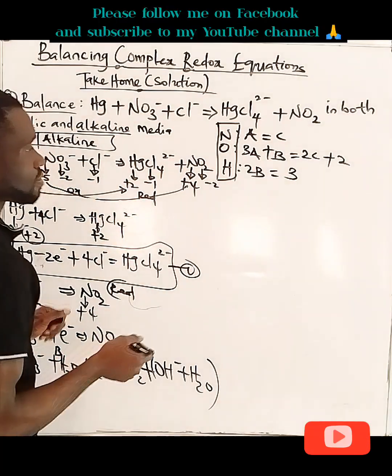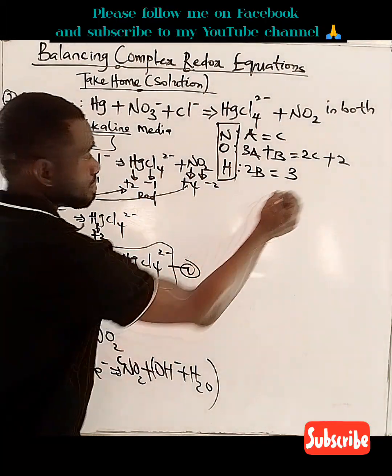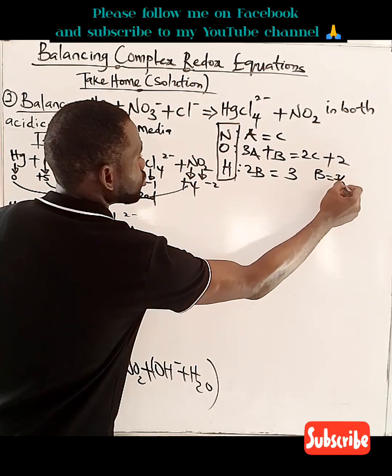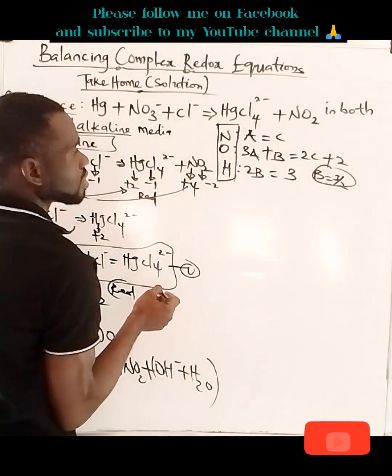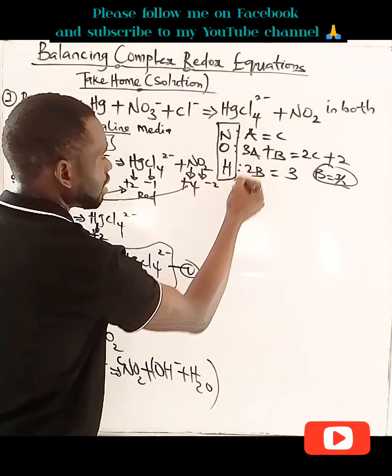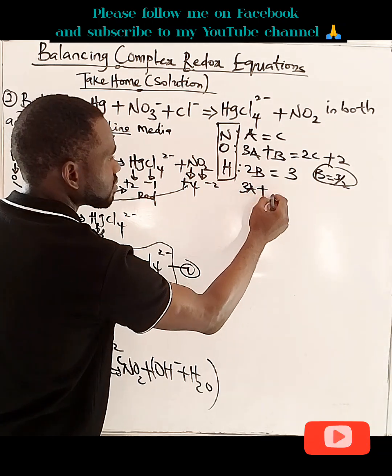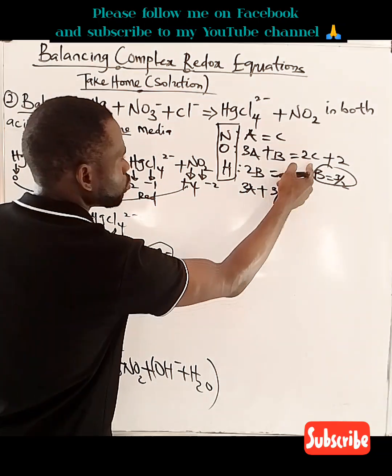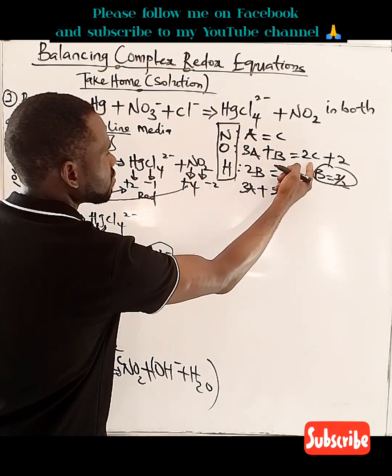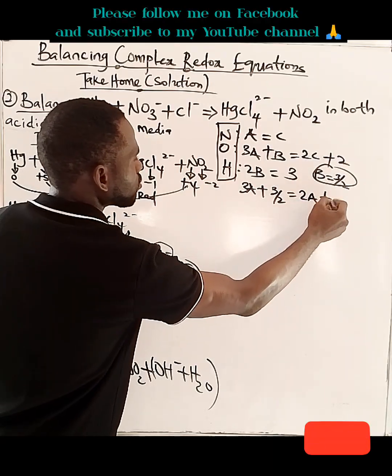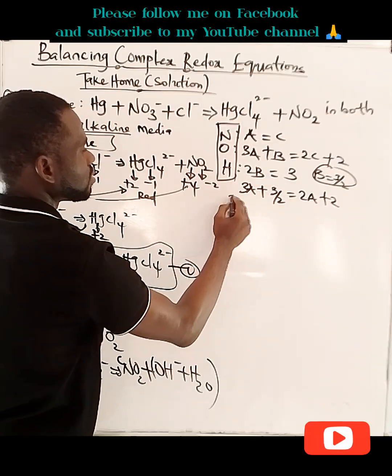So 2B equals to 3. So if 2B is equal to 3, it means B is 3 over 2. So that's what B is. So if B is 3 over 2, we can quickly fix it in to get our A. So 3A plus 3 over 2 equals to 2C. Since A is equal to C, it means 2C is 2A also. 2A plus 2.